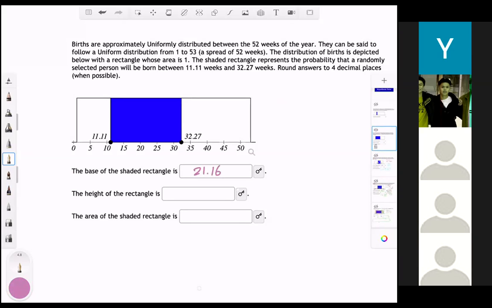So how do we do it? That's 32.27 minus 11.11. That gives it. Very good. What's the unit? That was an easy question, Sierra. What's the unit of 21.16?